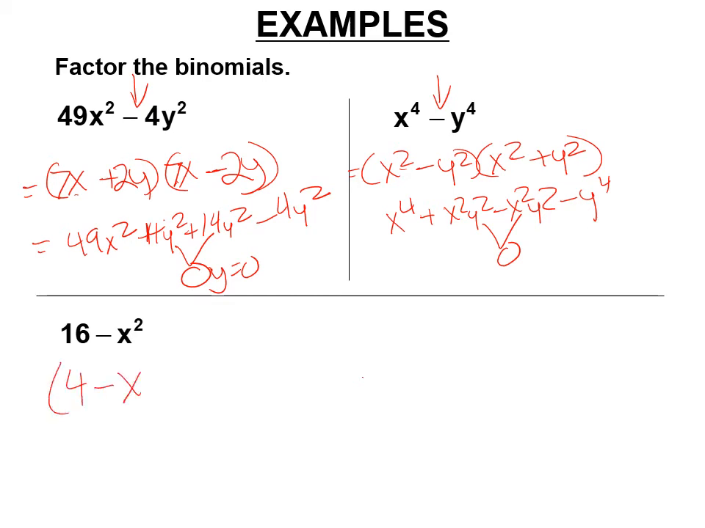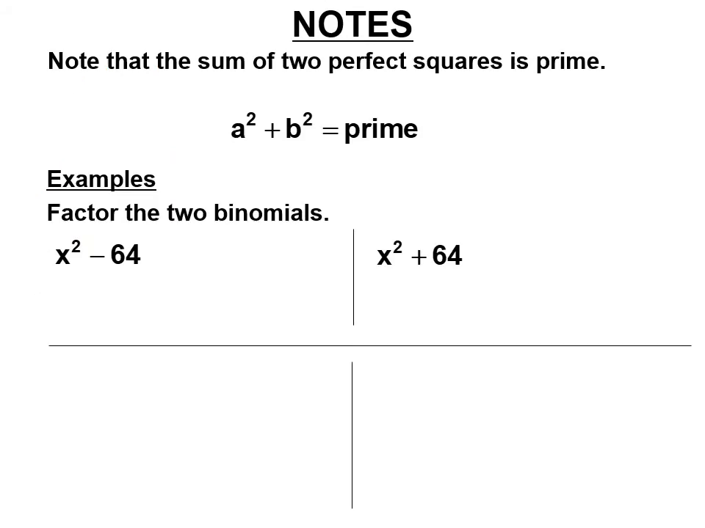If you get 4 minus x here, then it must be 4 plus x, right? It has to be 4 plus x because this is a binomial, and that's really the only way the middle term drops out. All right, so that was the difference of two perfect squares. One of these is factorable and one is prime. The sum of two perfect squares is prime.